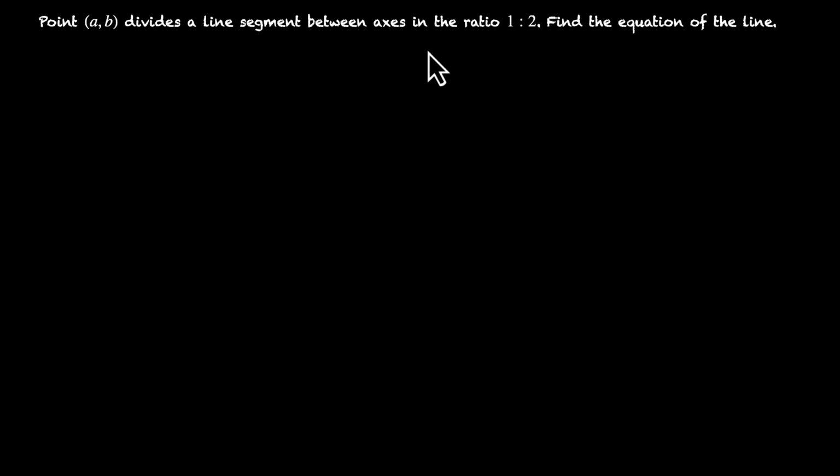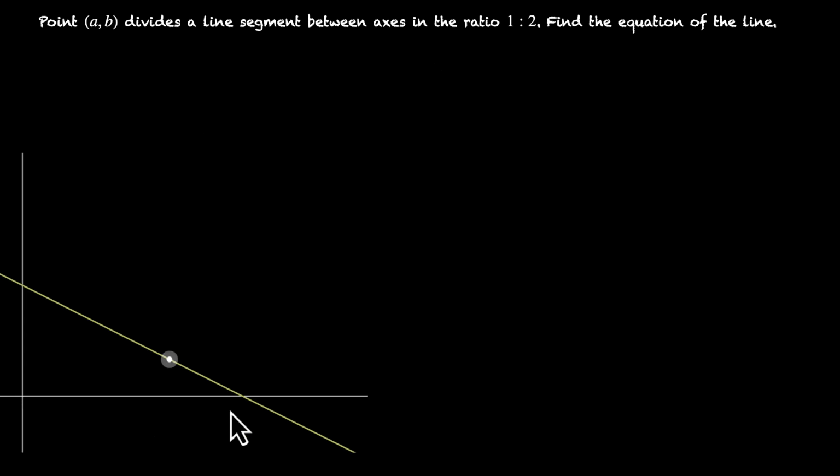Okay, let's visualize. We have the x-axis, the y-axis, and this given point (a, b) right over here. This point lies on this line, which we need to figure out. But what we also know is that this point divides the line segment between the axes, so this is the line segment between the axes, and it divides it in the ratio 1:2.